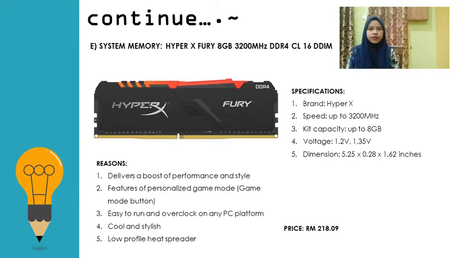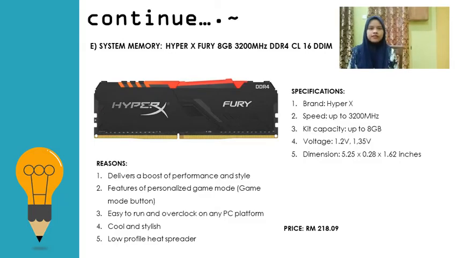The next component is system memory. We choose HyperX Fury 8GB system memory because this system memory can deliver a boost of performance and style for Nawal. There are also features to personalize game mode, which Nawal can utilize with the game mode button. This system memory is easy to run and overclock on any PC platform. Lastly, it is a very cool and stylish system memory with a low profile heat spreader.